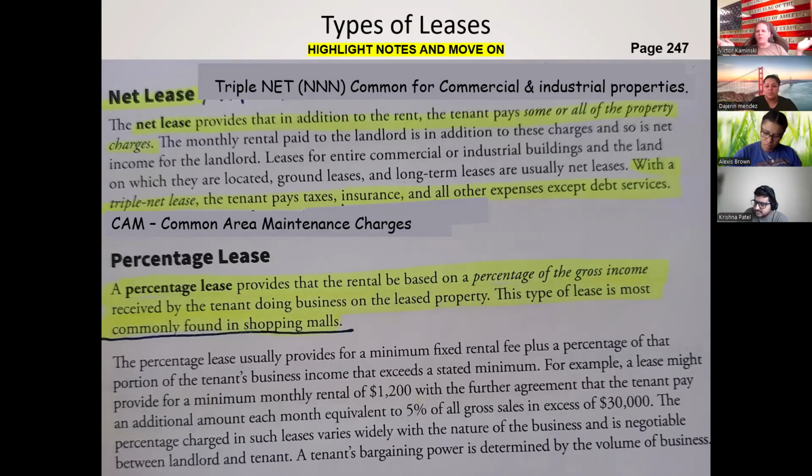It's kind of like condo owners, right? Condominium owners, they pay their monthly maintenance charge to cover the CAM fees.